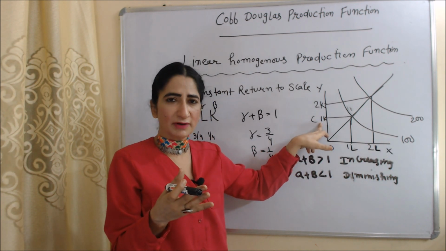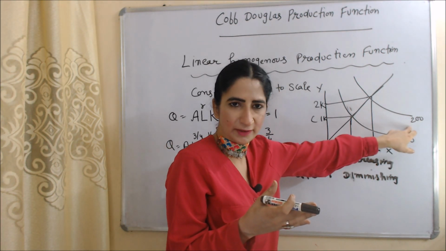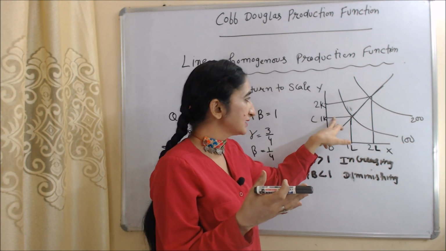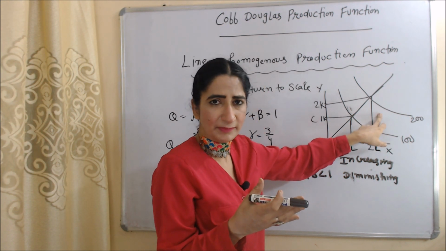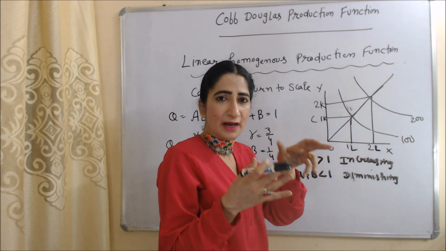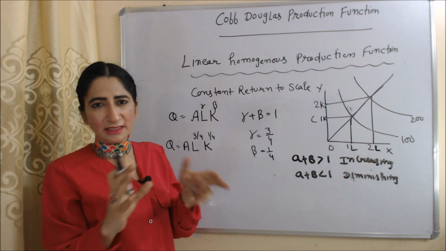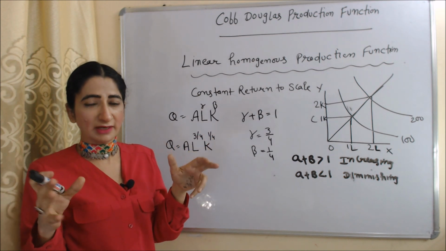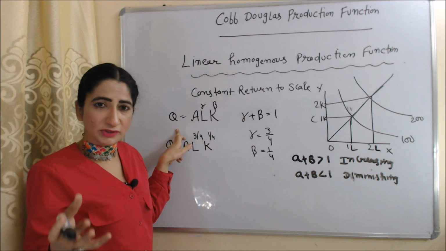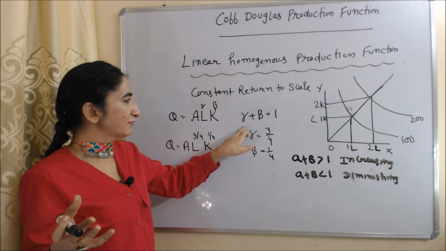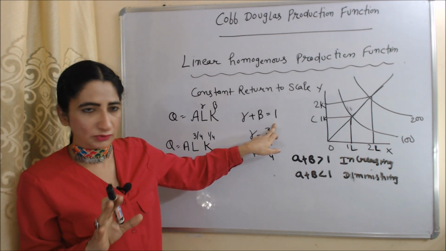When we increase our labor and capital from 1 to 2, our output will increase from 100 to 200. Here you can see the percentage increase in input is 100% and the percentage increase in output is also 100%. So we can say that we are getting constant returns to scale. And the Cobb-Douglas production function is mainly based on constant returns to scale. But how can we know from this equation whether we are getting constant returns to scale or not? If alpha plus beta is equal to 1, that means we are getting constant returns to scale.